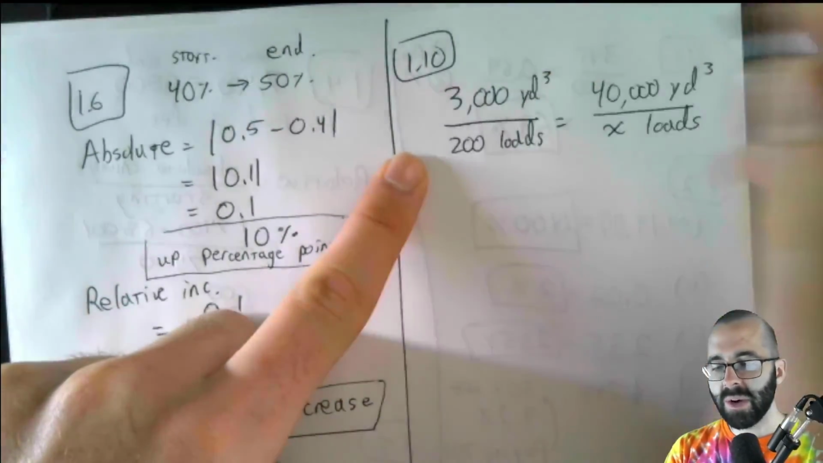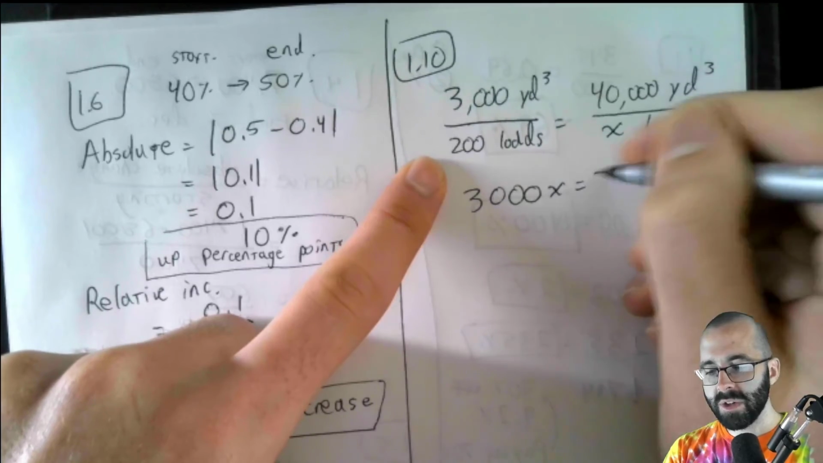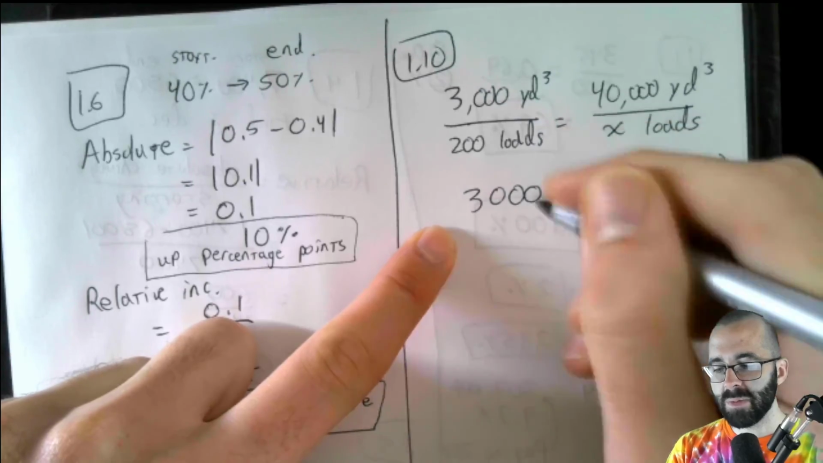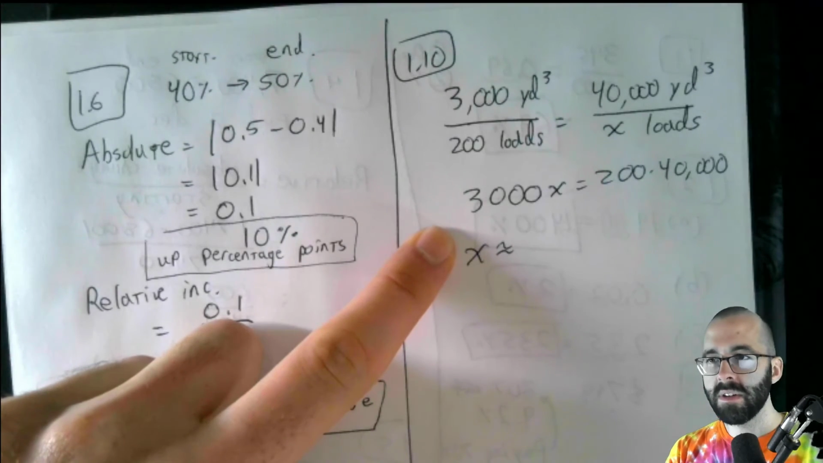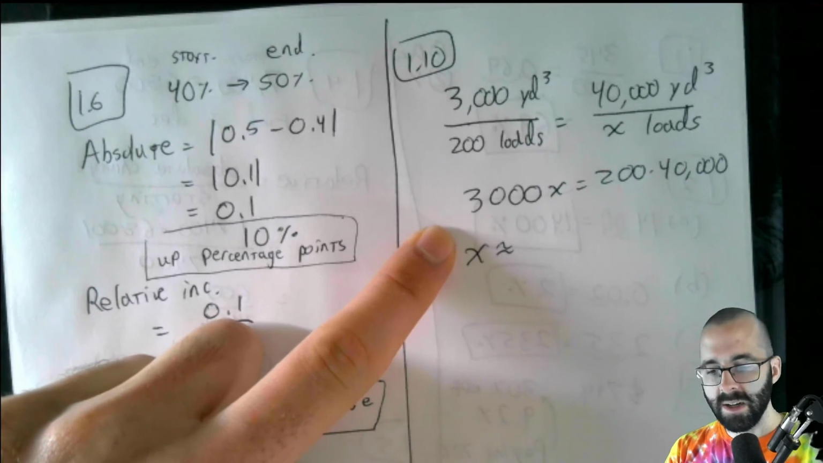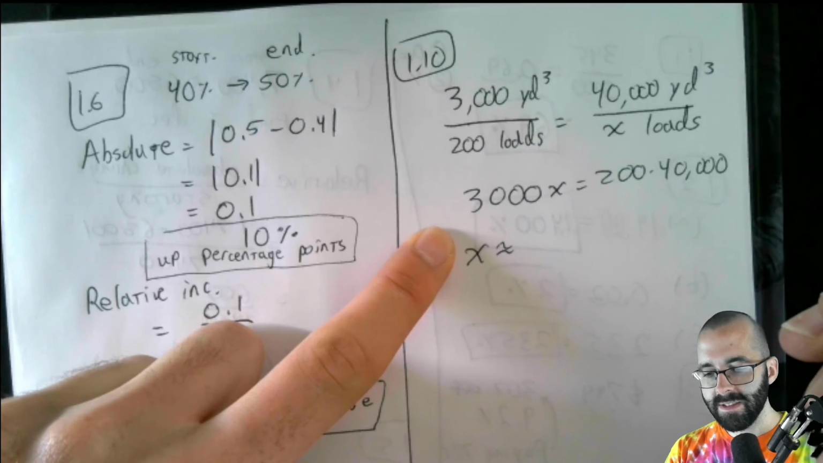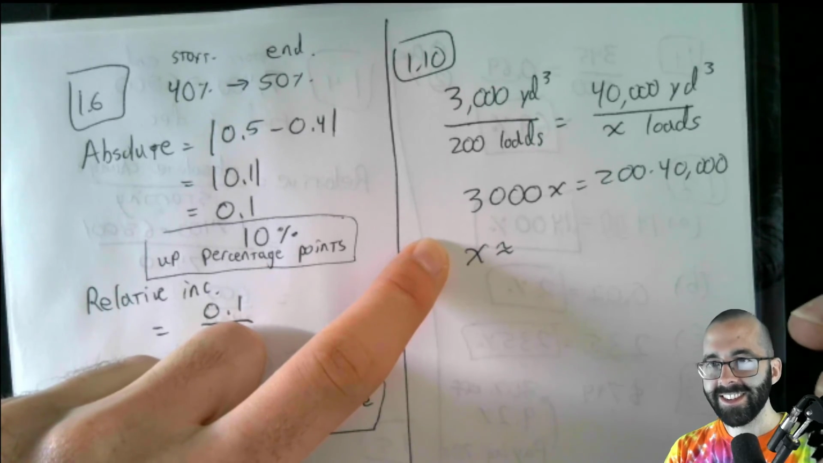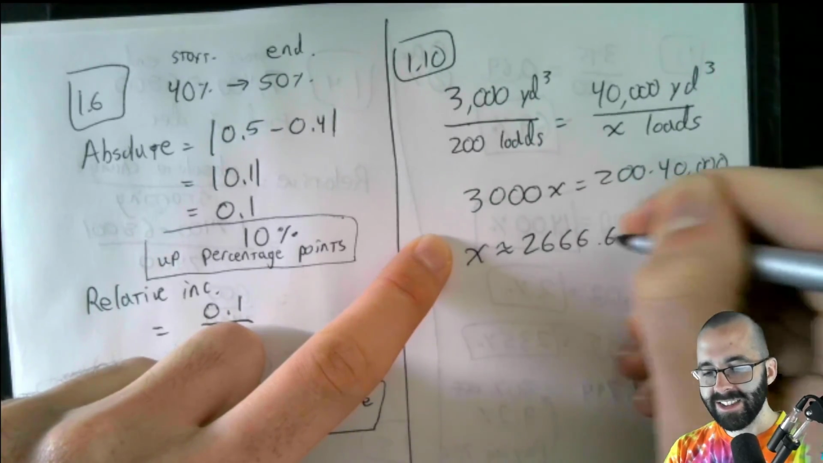So we just solve this resulting equation, and we should get 3000x equals 200 times 40,000. And divide both sides by 3000. And you should get that x is approximately equal to 200 times 40,000 divided by 3,000. Wait, did I type this in right? It seems really big. 2666.6 repeating.